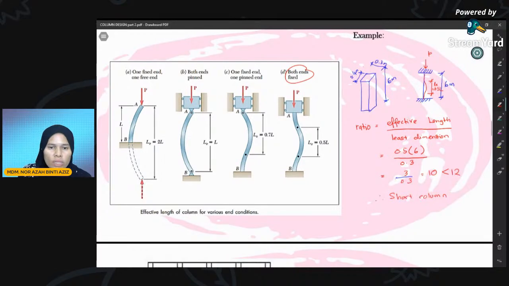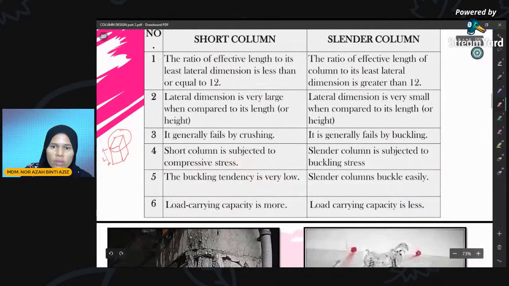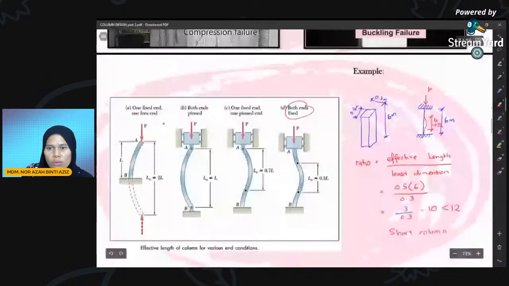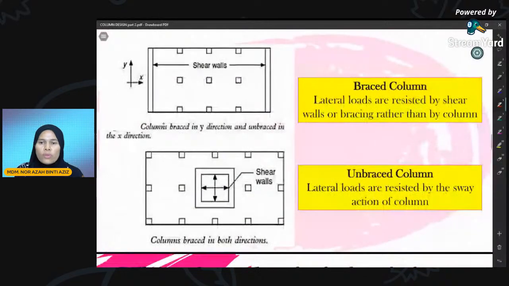What is important here is that you have to be familiar with this comparison between short and slender column. I just showed you how to differentiate, how to determine whether this column is short or slender. Then for the second learning outcome, you have to know how to differentiate between braced and unbraced column.